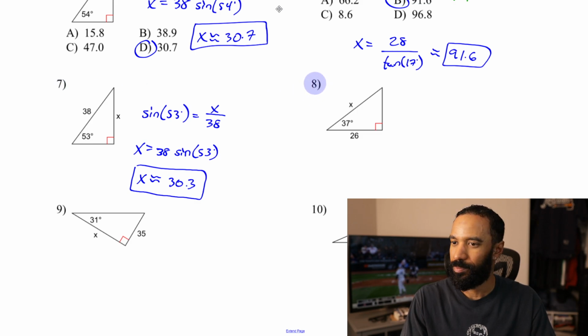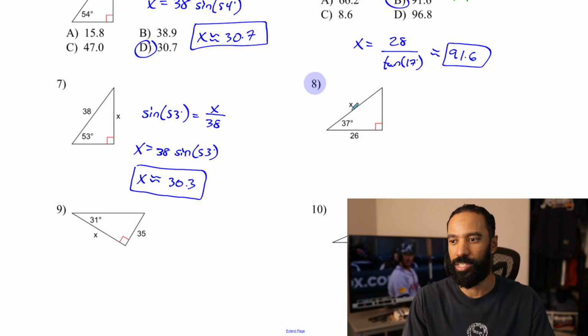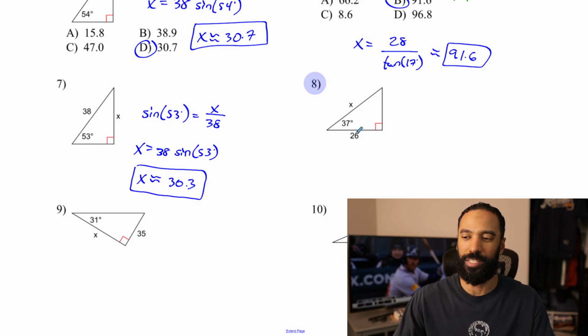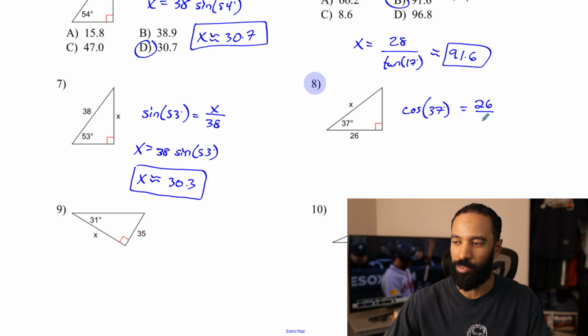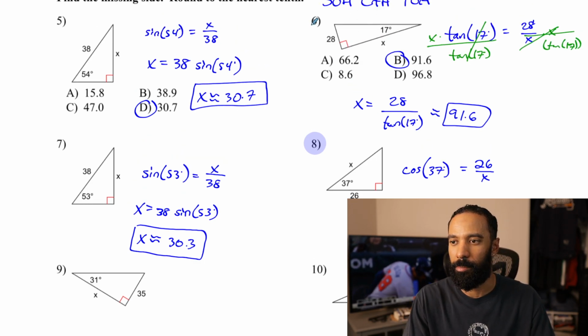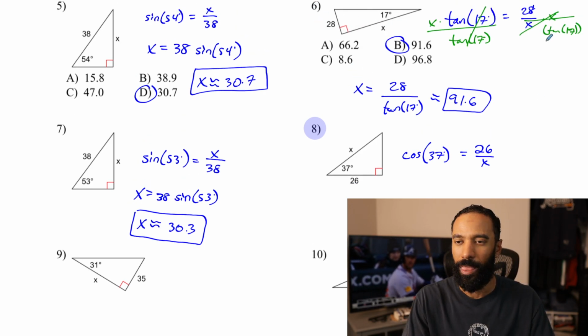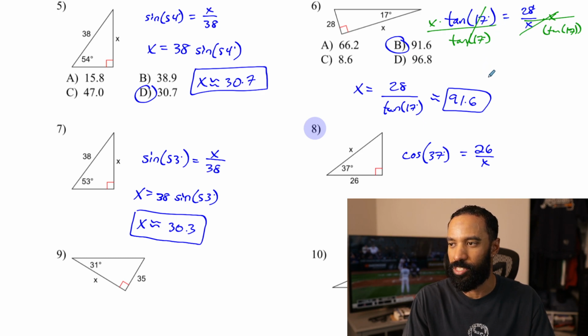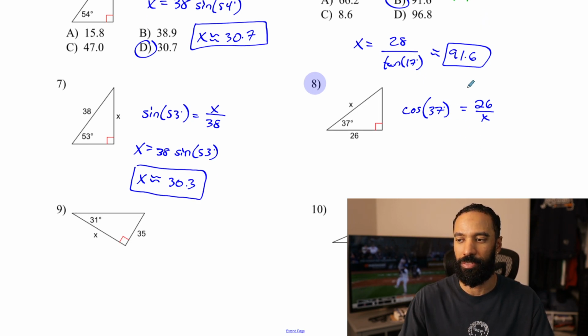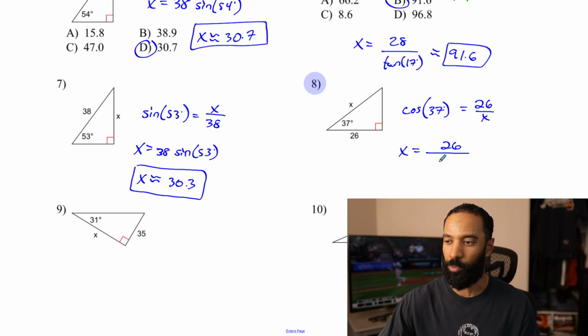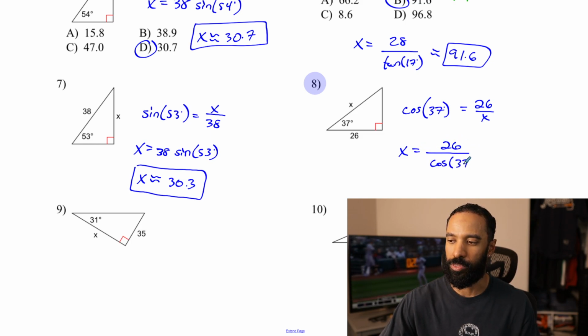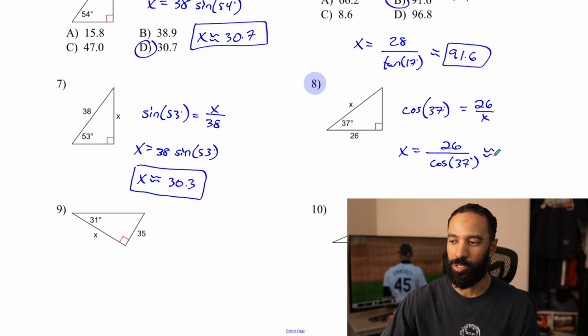Number 8. X is the hypotenuse. 26 is the adjacent to this 37-degree angle. Let's use cosine for that. Cosine of 37-degree angle is adjacent over hypotenuse, 26 over x. As you saw from this number 6 problem before, the x and tangent of 17 switch places. So here the x and cosine of 37 will switch places. That's not a magic step. We're treating it like one, but mathematically, we multiply both sides by x. We divide both sides by cosine of 37.